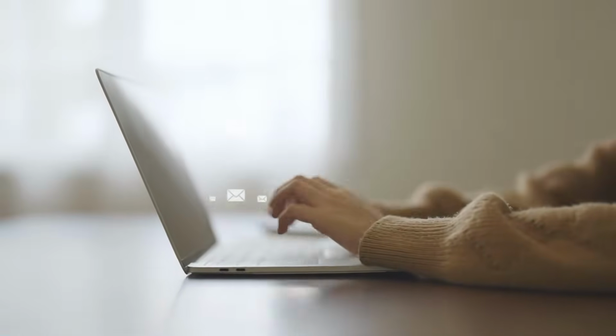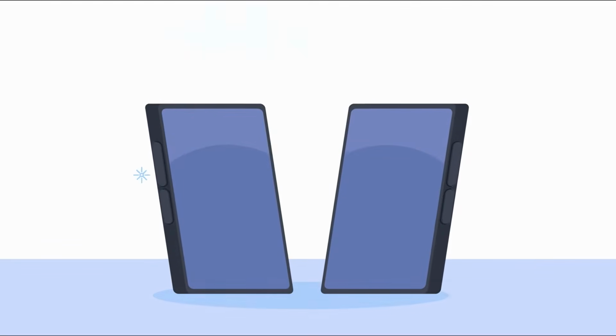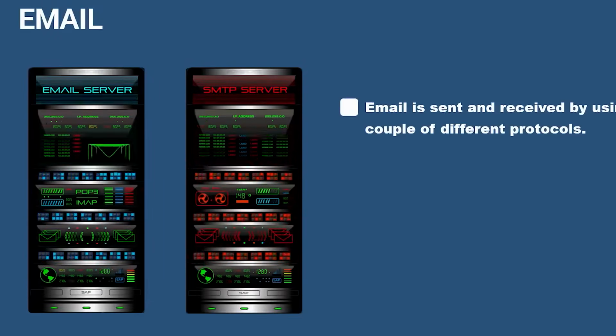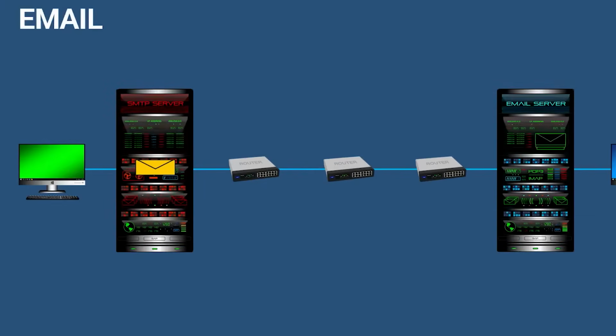When you hit send, your email is handed off to a mail server using something called SMTP, or Simple Mail Transfer Protocol. The email then travels across other servers until it reaches the recipient's inbox, managed by POP3 or IMAP mail servers. This whole process happens in seconds, across multiple machines you never see.